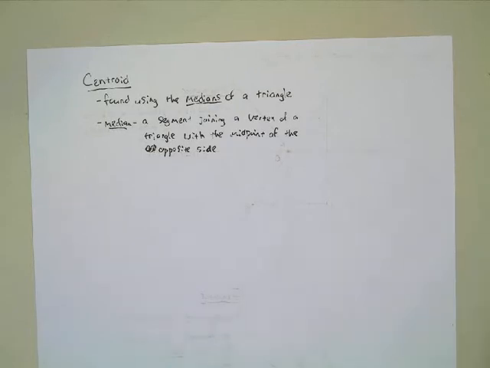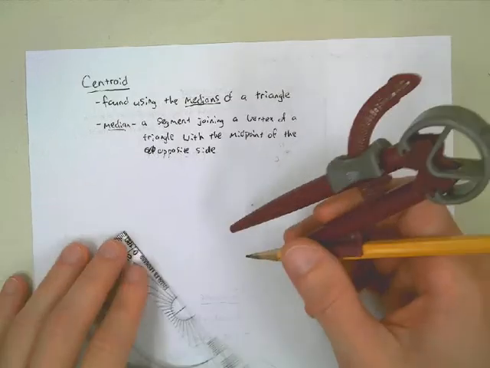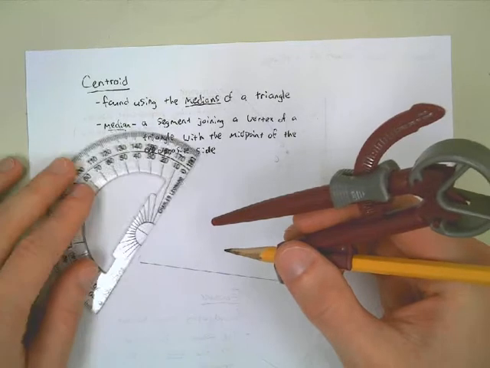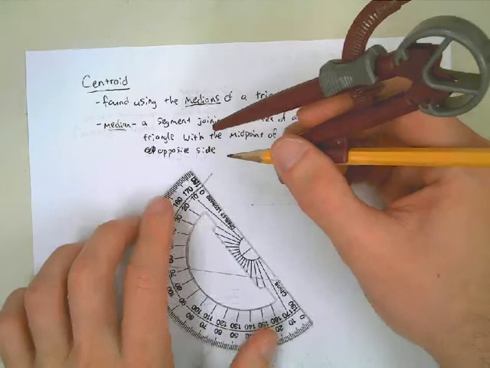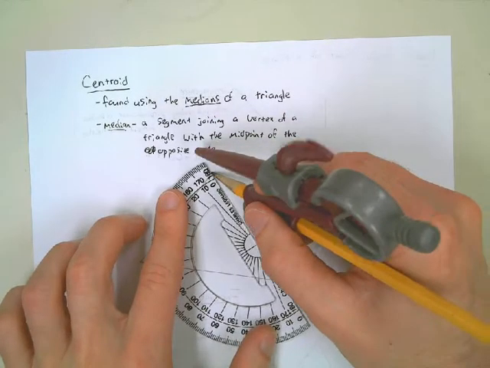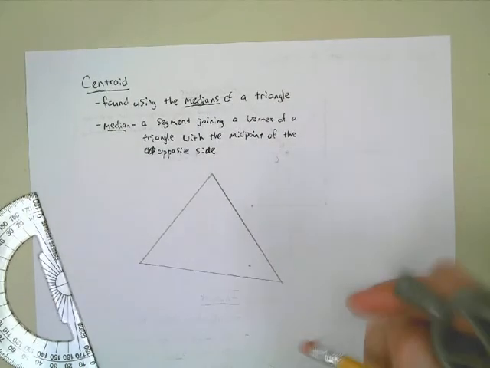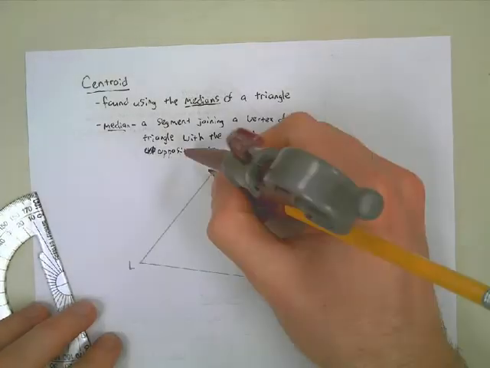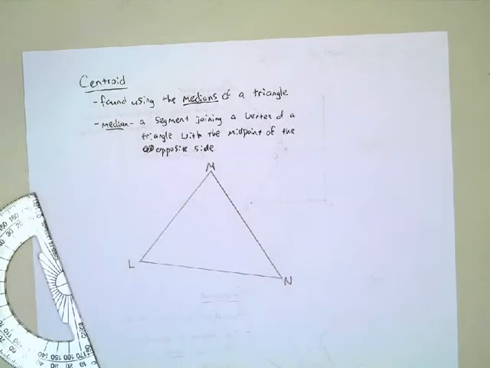Okay? So, let's draw a triangle here. And this is the only one we're doing in the back. This is the last one we're doing on the back. Yep. Okay, so there's my triangle. I'll call this triangle LMN. Okay, we're working our way to the alphabet there, I guess.